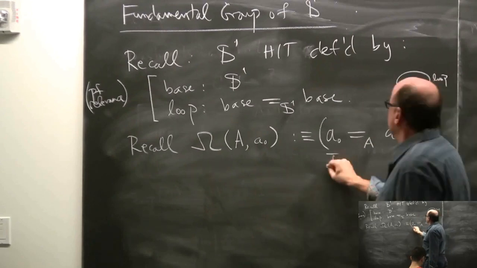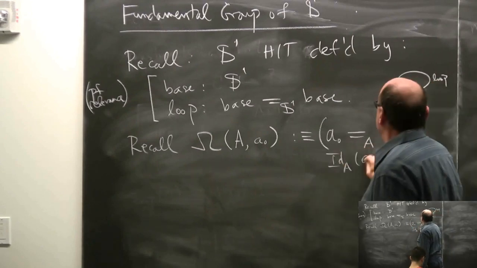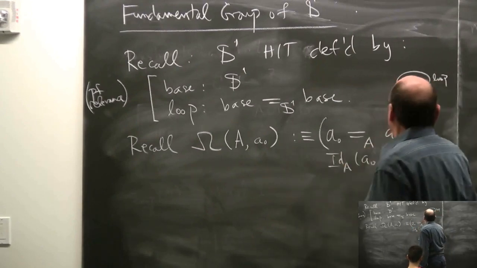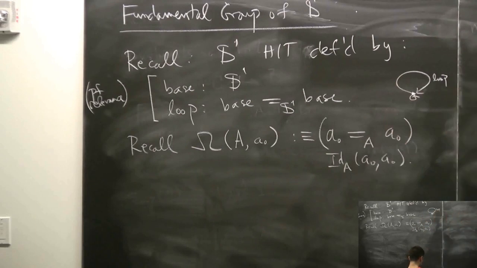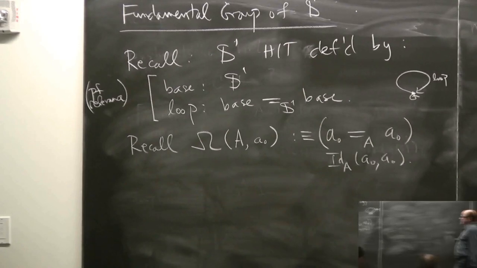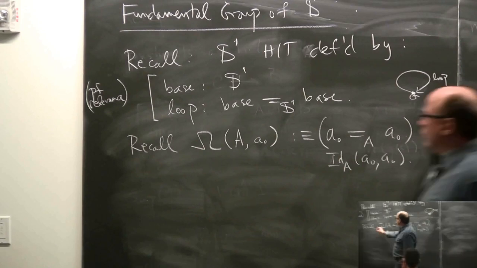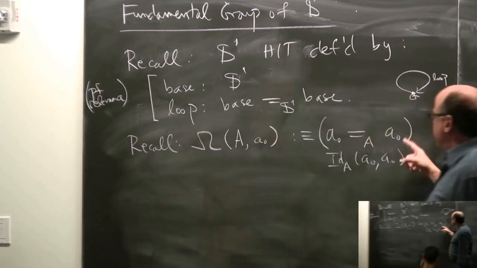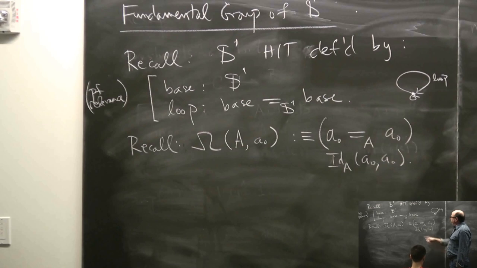Or in other notation that looks like that, so we think of that as data. So that's the definition of the loop space, okay? And so that's the two things, so we've talked about that before, okay? So this says, consider the type of all the paths that start and end at A0, okay?